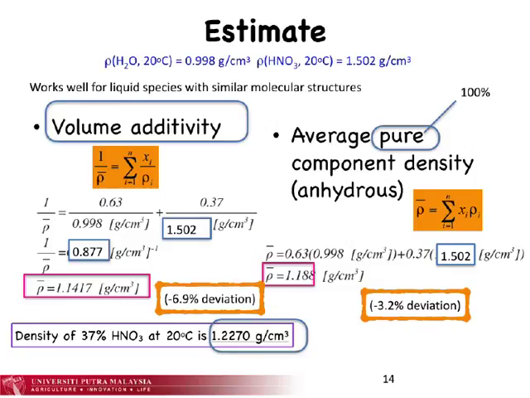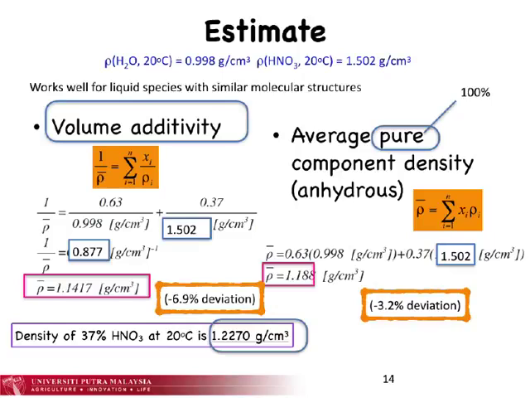There are two ways for us to estimate the density of liquid. This applies for a temperature range from 0 degrees Celsius to 100 degrees Celsius. The first estimate is based on what we call the volume additivity technique. Here, the average density is the inverse of the sum of each mass fraction divided by the density of the pure component. The second estimation technique is known as the average pure density, in which the density of the solution is estimated based on that of the pure component multiplied by the mass fraction.